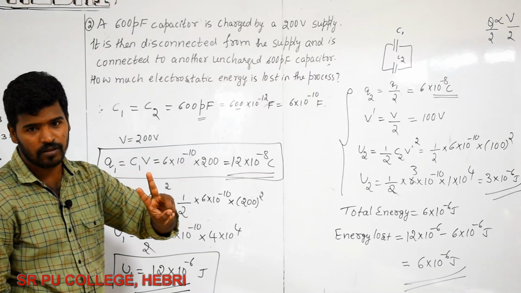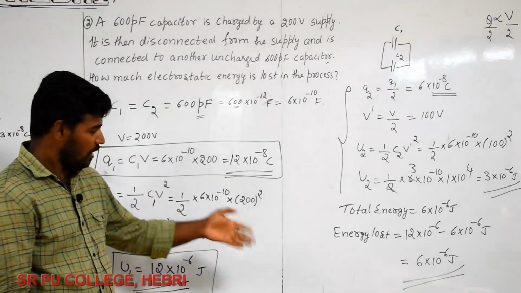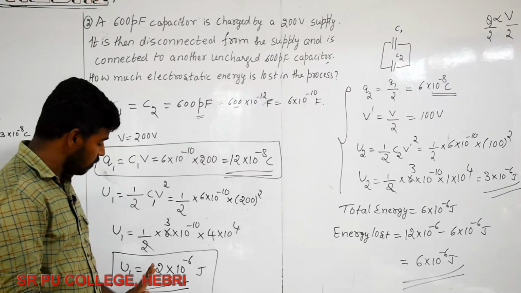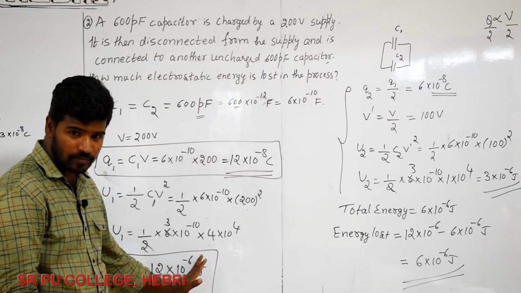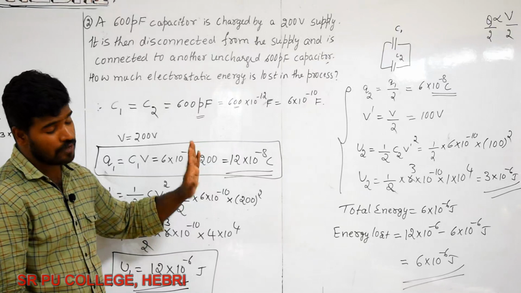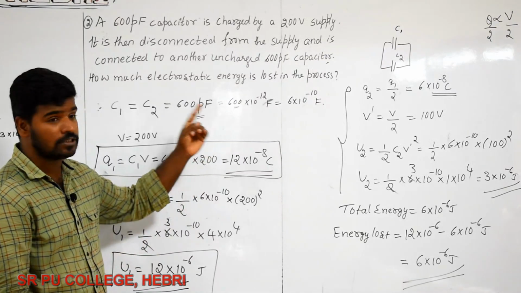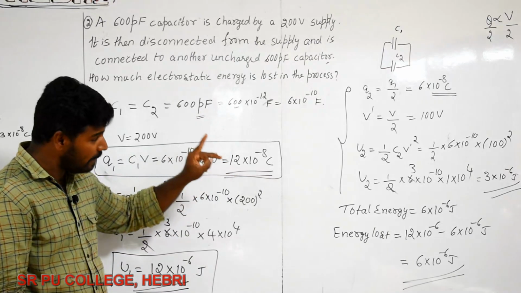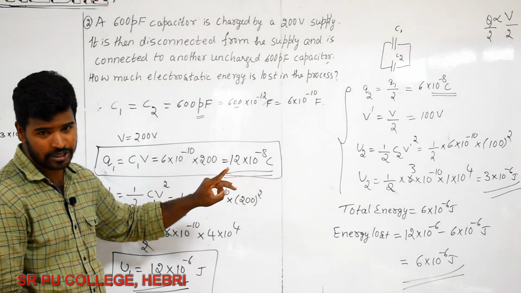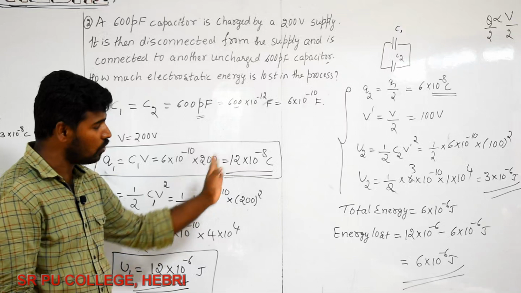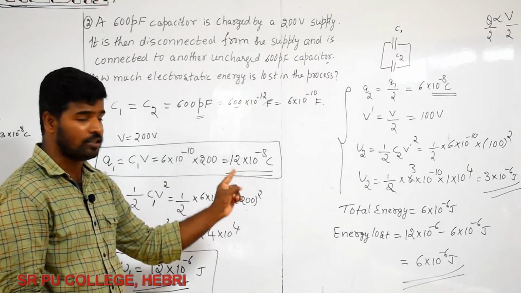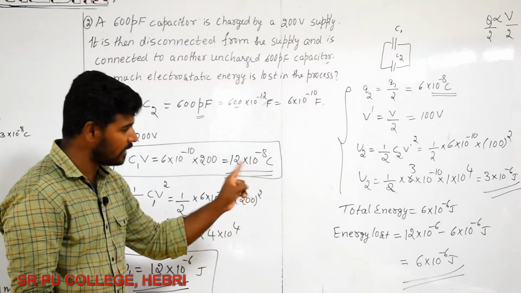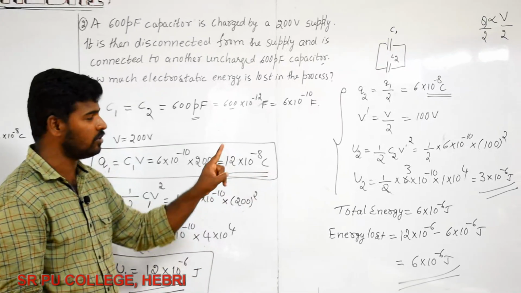The actual concept: the energy stored on the first capacitor is 12 into 10 raised to the power minus 6 joule. Both the capacitors have the same capacitance. That is the reason why the charge will be shared. The potential is also equally shared. Based on that, the energy is also shared. Therefore, the total energy of both the capacitors will be 3 into 10 raised to the power minus 6 plus 3 into 10 raised to the power minus 6. That will be 6 into 10 raised to the power minus 6.